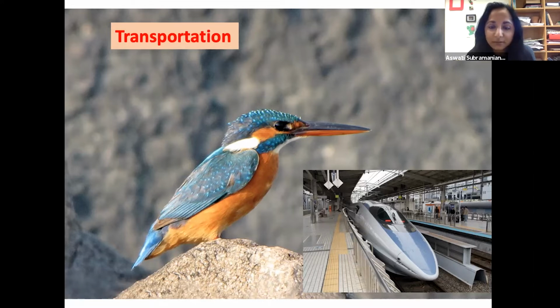So here's a picture of a kingfisher, and the beak of the kingfisher was used as an inspiration for this anterior structure of this bullet train. And what they found was because of this particular structure, the noise pollution levels reduced to decibels that could be handled by the human ear.